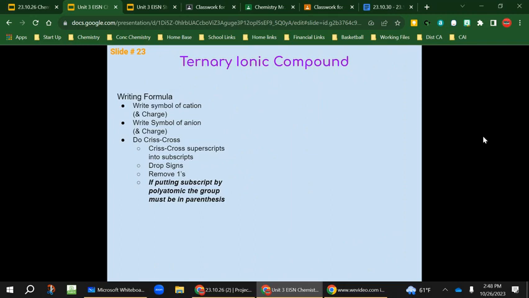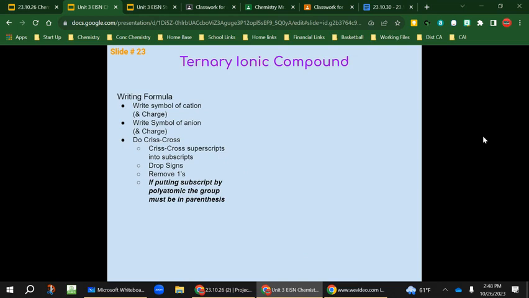Makes it 0. Makes the charge on the total compound 0 still. Very good. We still drop signs. The numbers that are subscripts cannot be negative numbers, and since they have to be positive, we don't put a positive sign. We still remove ones. We don't show ones.